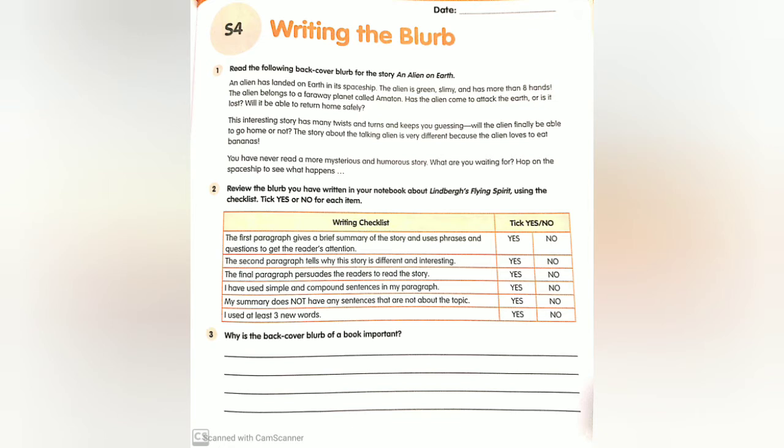In the blurb, we included a short summary of what the story is about, some details that make the story interesting, and why someone should read it. The mind map simplified all the information from the story and showed it in a web form. This helped us plan our blurbs better.